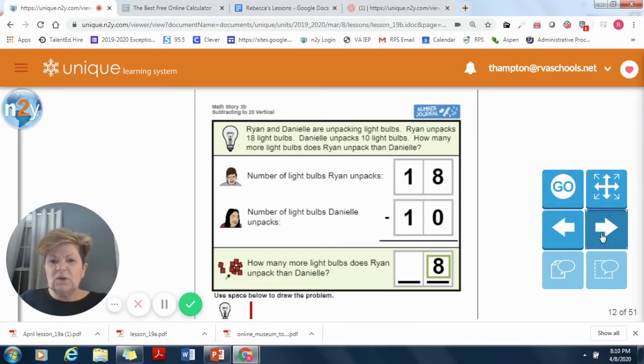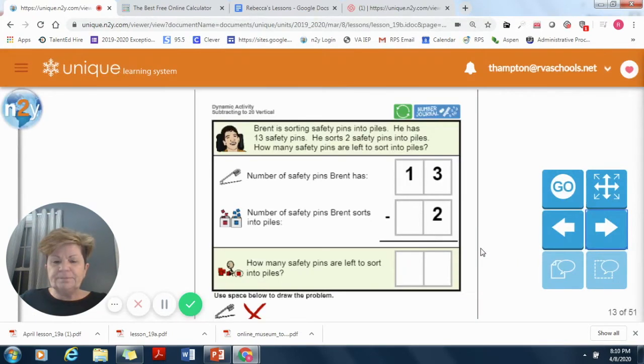All right, let's go to our next problem. 13 minus 2. Brent is sorting safety pins into piles. He has 13 safety pins. He sorts 2 safety pins into piles. How many safety pins are left to sort into piles?